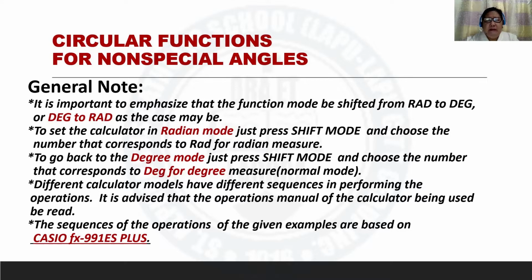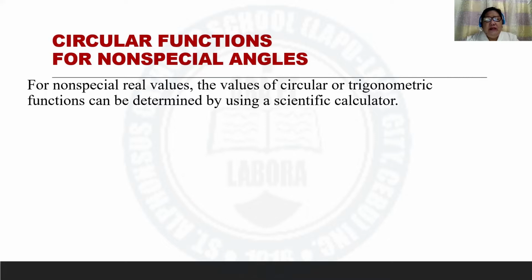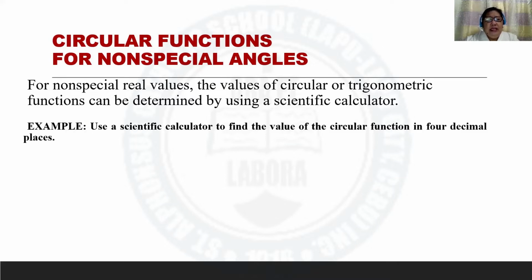FX991ES Plus. Now, for non-special real values, the values of circular or trigonometric functions can be determined by using a scientific calculator. For example, you are asked to use a scientific calculator to find the value of the circular function in 4 decimal places. Let us have sine 8 degrees. 8 is a non-special angle.